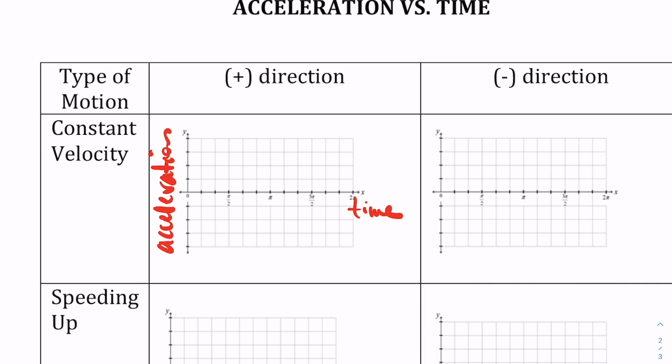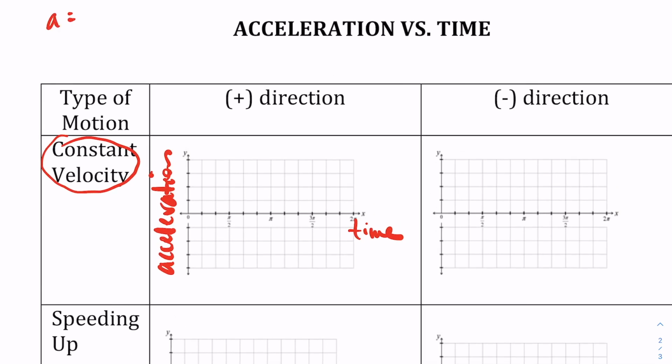If you're moving at constant velocity in the positive direction, that means that your velocity is not changing. And remember that acceleration by definition is a change in velocity over a change in time. So if your velocity is not changing, if it's constant, then your acceleration is 0. And so we would show that right here, saying no acceleration.